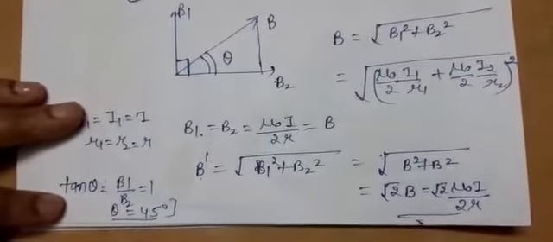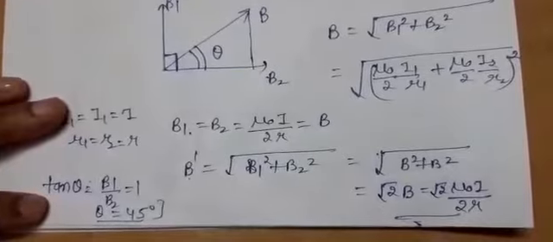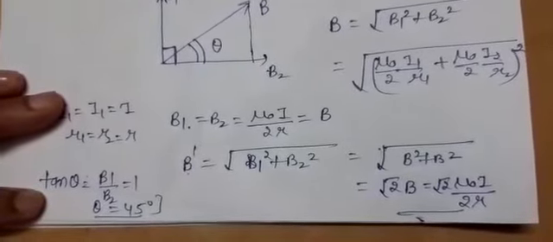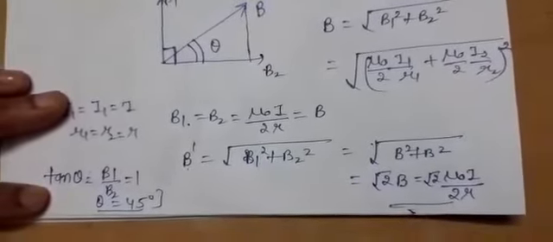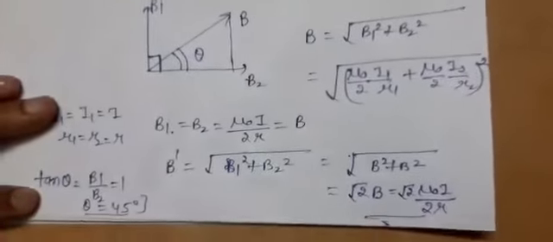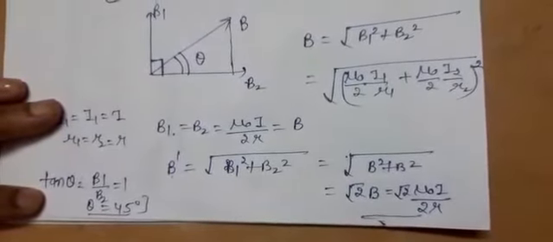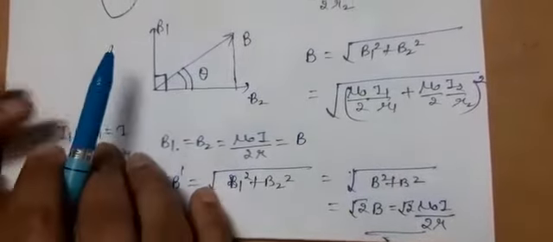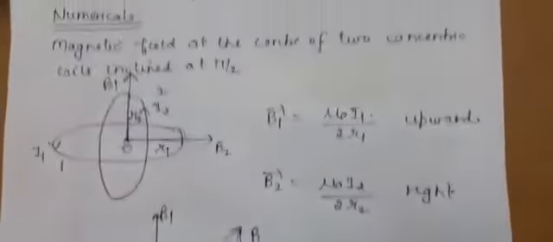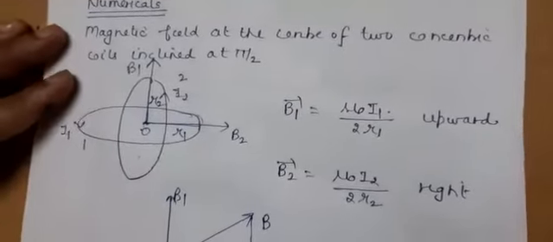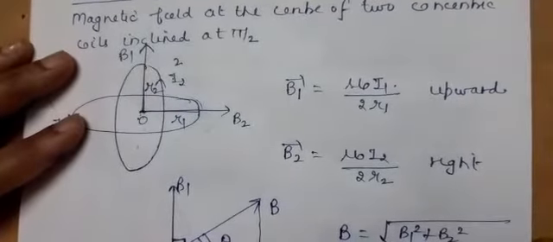So see, as per the requirement, what has been asked is the magnetic field at the center of two circular coils inclined at 90 degrees, so you have calculated in this way. But if the angle at which the two coils are inclined is not 90 degrees, it is other than it, it can be possible. So how can you find it?